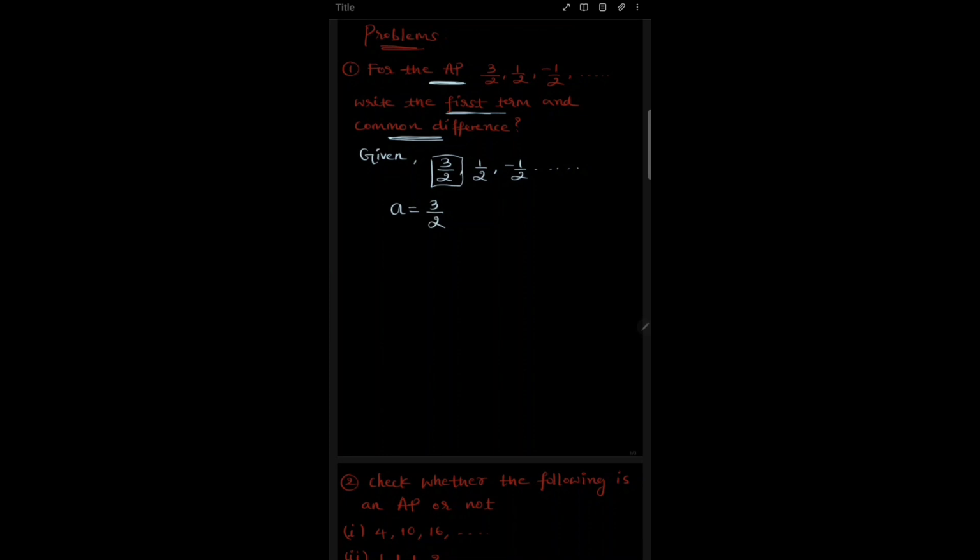Next, common difference D is equal to, so subtract any two consecutive terms, that is 1 by 2 minus 3 by 2 or minus 1 by 2 minus 1 by 2. So let's take 1 by 2 minus 3 by 2. Here the LCM is 2. Therefore in numerator we got 1 minus 3. So 1 minus 3 means minus 2 by 2. Divide this, we get minus 1. The common difference is minus 1. So therefore the first term is 3 by 2 for this sequence and common difference is minus 1. So next move on to next problems.